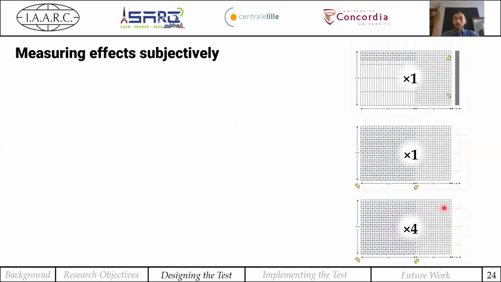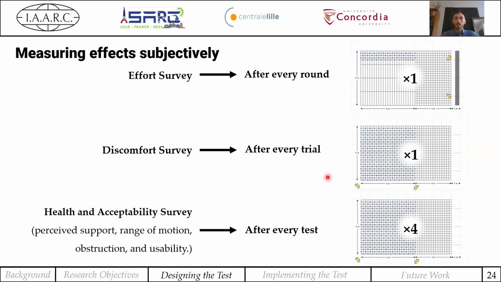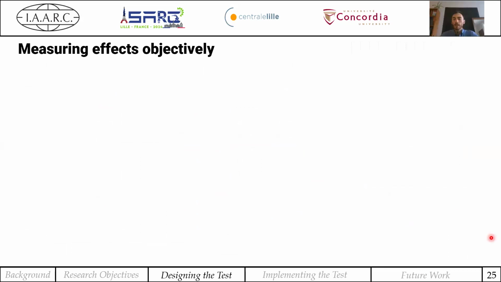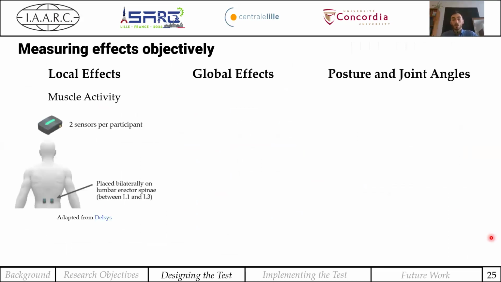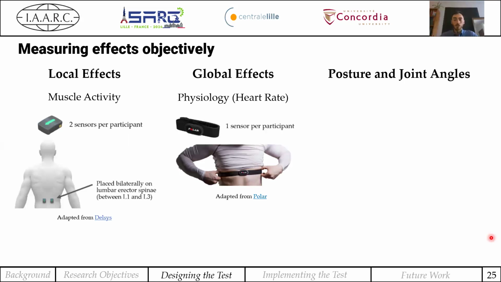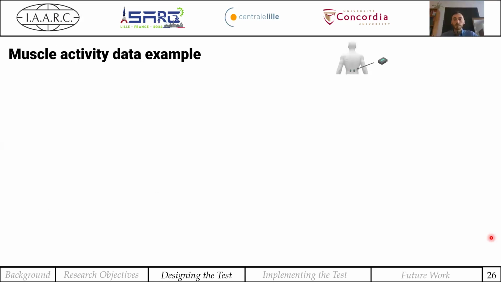Participants' opinions are measured using 3 surveys, one on perceived effort, one on discomfort, and a more general survey regarding perceived support, range of motion, obstruction, and usability. The effects of the OEs were measured objectively using 3 types of sensors. Local effects are measured using electromyography for lower back muscle activity, which I'll talk about more in the next slide. Global effects are measured using heart rate, and posture and joint angles are measured using inertial motion capture.